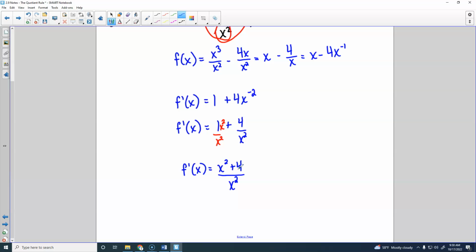So I know there's at least one on the homework, there might be more, where you don't actually have to use quotient rule. You can use quotient rule. It's just going to take a little longer and cause you to do more simplification if you do that. So watch out for these. You don't necessarily have to use quotient rule on all of those.